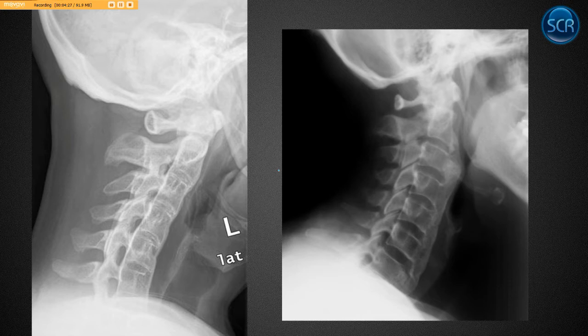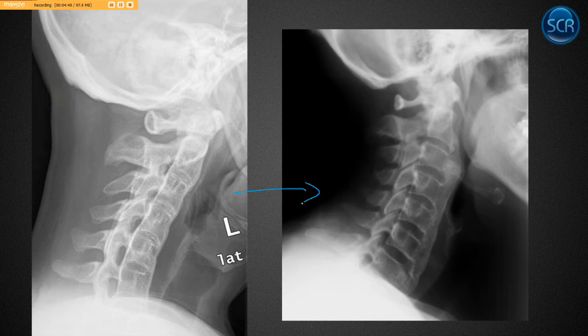AS, of course, younger age group, more often in men, much more often. DISH, older age, has an association with diabetes. And so we look at this one, we see these tiny little marginal syndesmophytes bridging anteriorly and posteriorly. They're actually going circumferentially around the disc, but we're only seeing anterior and posterior. Their facets are ankylosed as well. And so this is a typical case of AS.